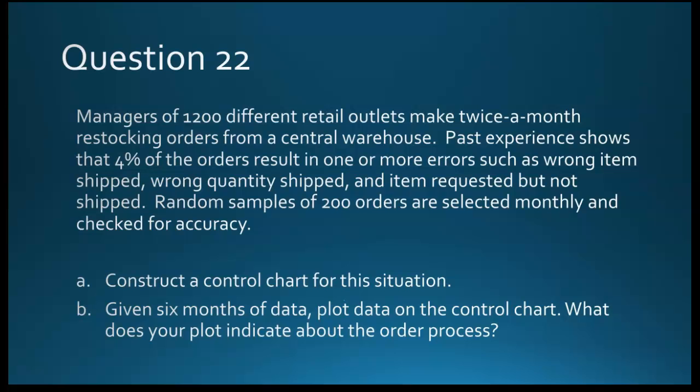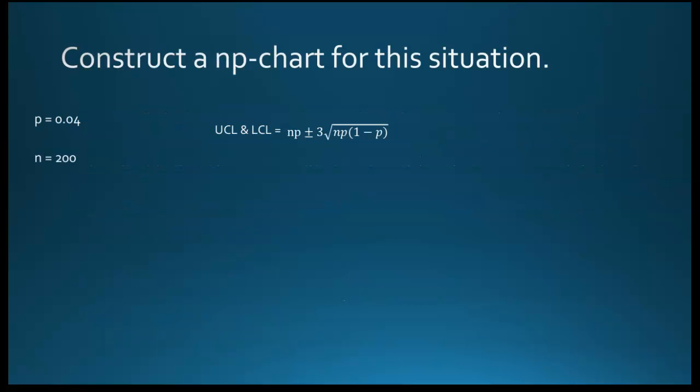So we have a couple parts to this problem. First, we need to construct a control chart, and then, given 6 months of data, plot the data on the control chart, and then what does your plot indicate about the order process? So let's first construct an NP chart. So we know our P is 0.04 and our N is 200.